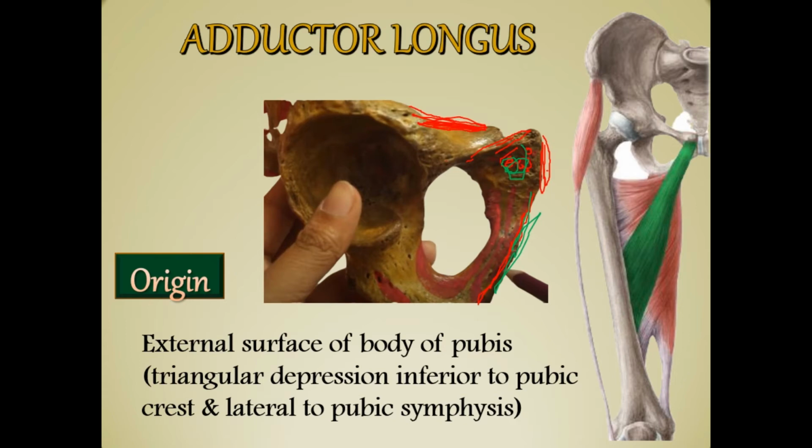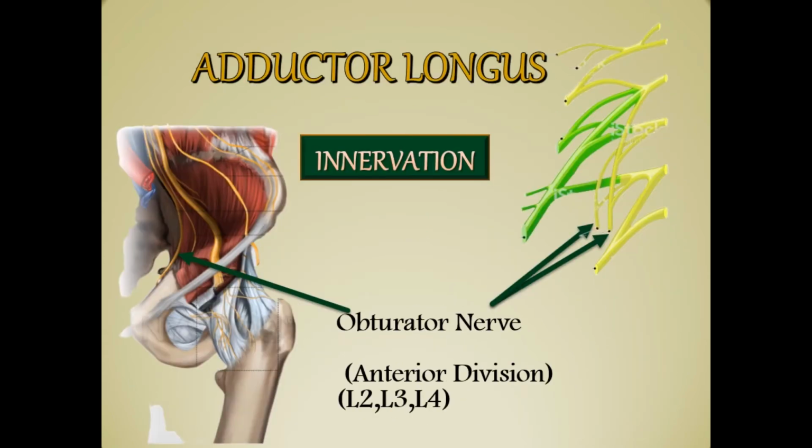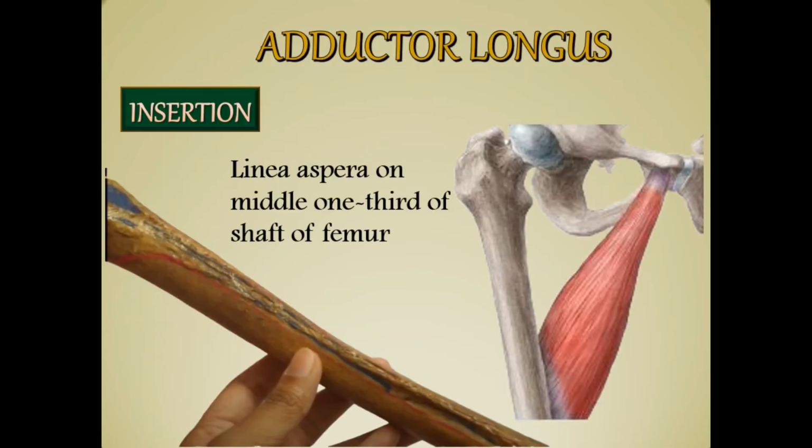So this is the picture on the left side. You can see this is the origin of the adductor longus. The obturator nerve, the anterior division, L2, 3 and 4, is the innervation of the adductor longus muscle. Adductor longus insertion: it inserts on the linea aspera on the middle one-third of the shaft of the femur.